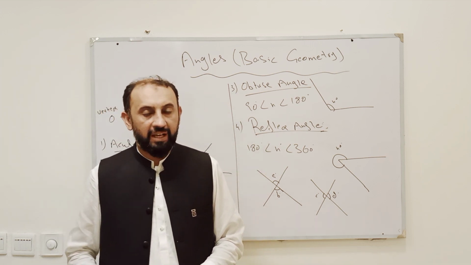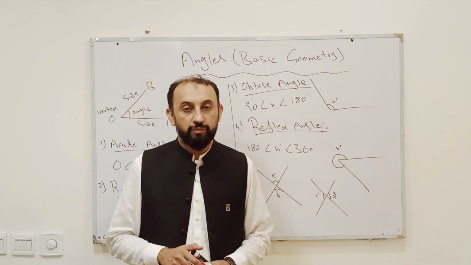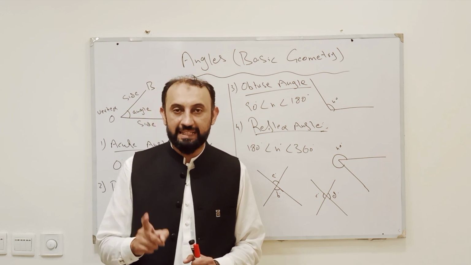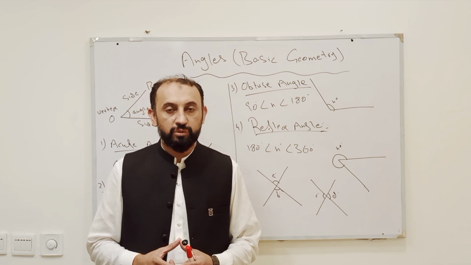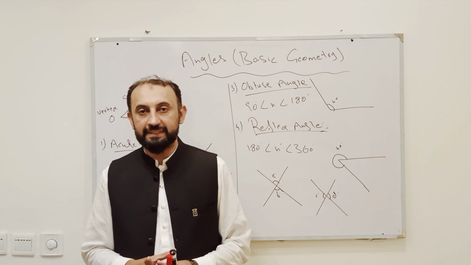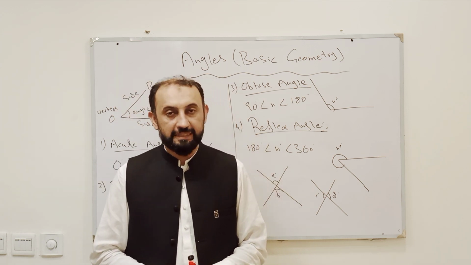Two angles are known as complementary when they add up to 90 degrees. For example, if one angle is 20 degrees and the next one is 70, when you add 20 plus 70, it's 90. So we can say that it's a complementary angle because the two angles add up to make 90 degrees. And what about the supplementary angle?